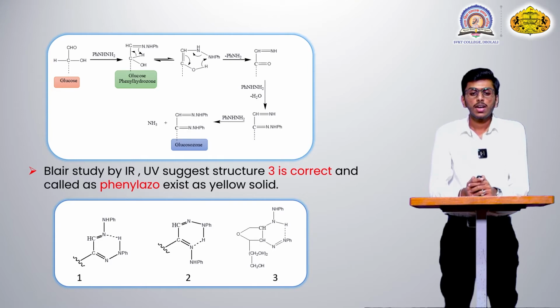Now the question arises, what type of intermediate is formed? Blair studied it by IR and UV for the structural elucidation of the intermediate, and found that the third structure shown here is correct. It is called an osazone, which is a yellow solid. Structures 1 and 2 are not formed in the reaction.